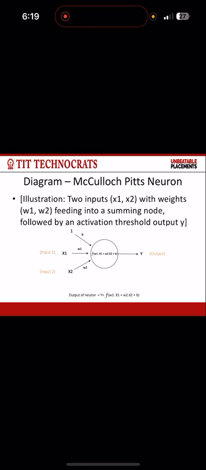This is the basic diagram of the McCulloch-Pitts neuron. There are two inputs, x1 and x2, and corresponding weights w1 and w2, which feed into a summing node, followed by the activation threshold, giving output y.